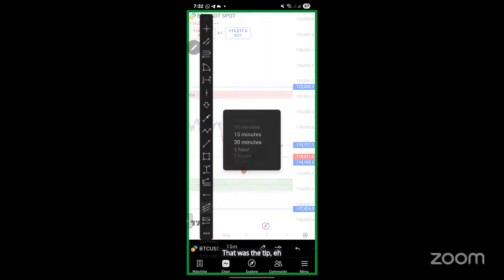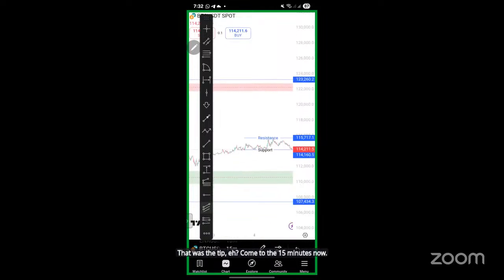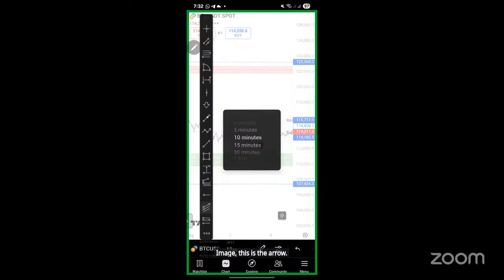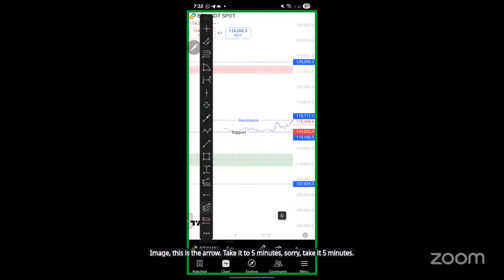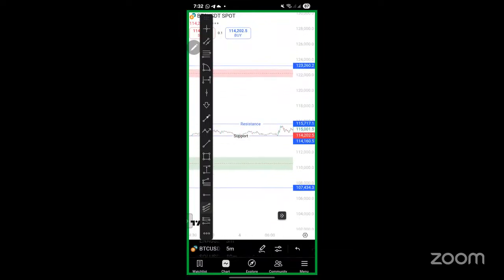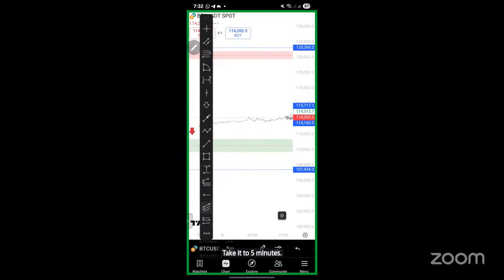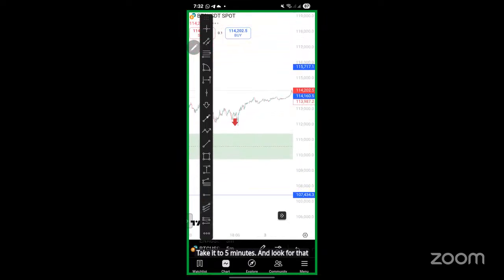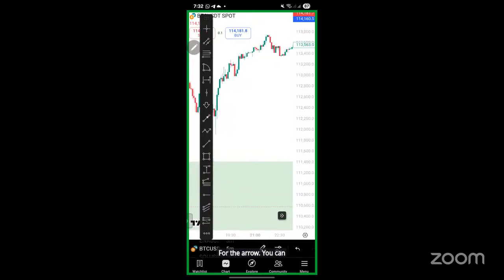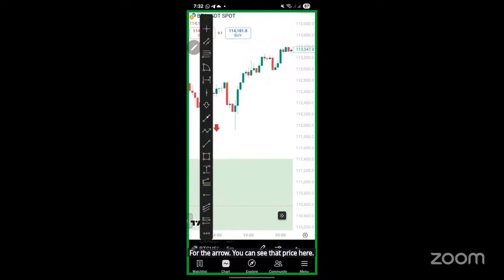Come to the 15 minutes now. 15 minutes. This is the arrow. Take it to 5 minutes and look for that arrow. You can see that price here made a rejection.